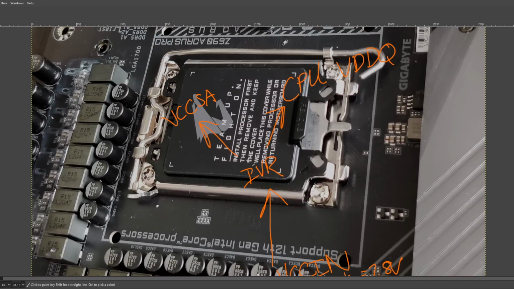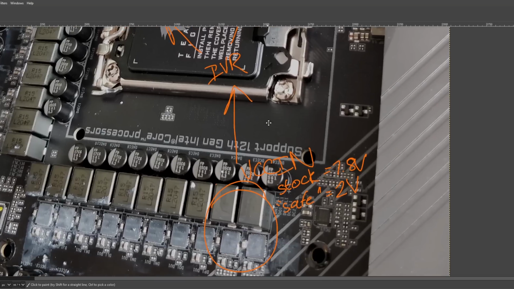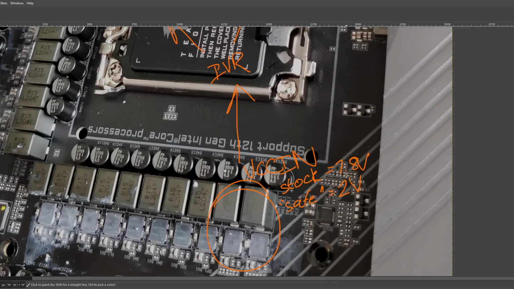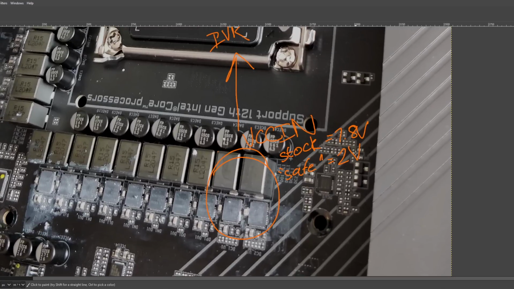Now, if you're pushing, say, north of 1.5 volts on either of these two, it might be slightly beneficial to bump the VCCN a little bit. But under most circumstances, it really shouldn't do anything. So you can mostly just ignore this voltage.